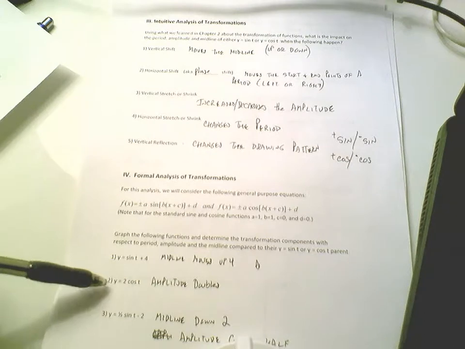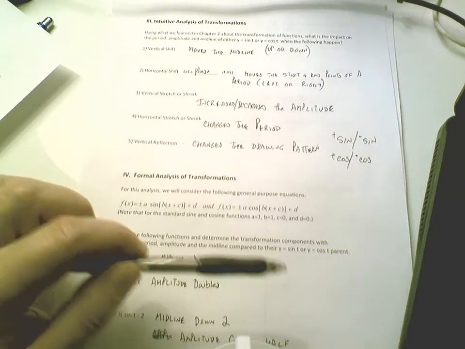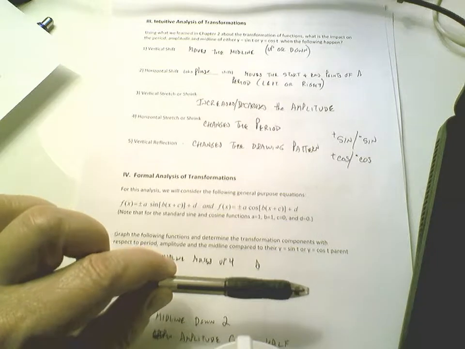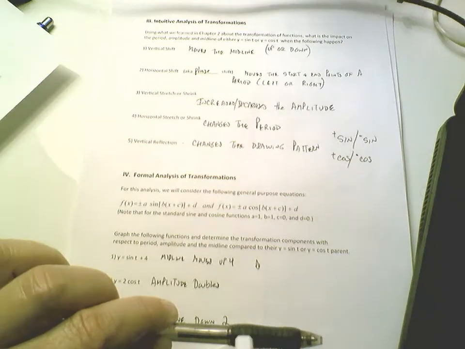Y equals 2 cosine t. Period stays the same. Midline stays the same. The amplitude doubles. Midline still at 0. The max now, it used to be at 1. Well, the amplitude has doubled. So when I'm at the midline, I used to just go up 1 unit or down 1 unit. Now I'm going to go up 2 units or down 2 units. I'm going to draw a positive cosine pattern for this one.